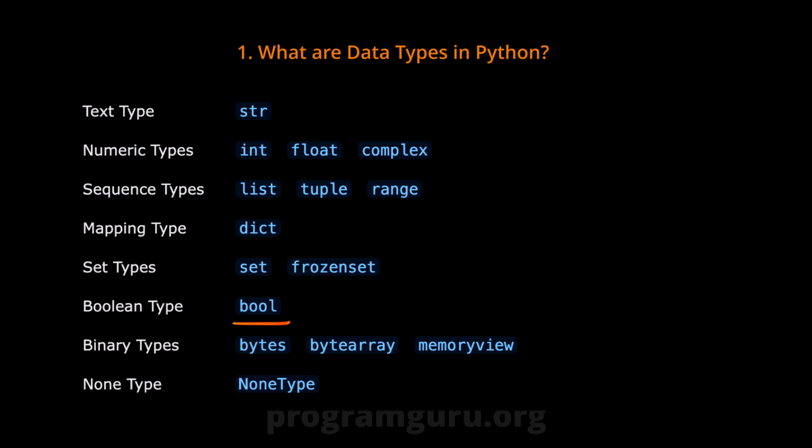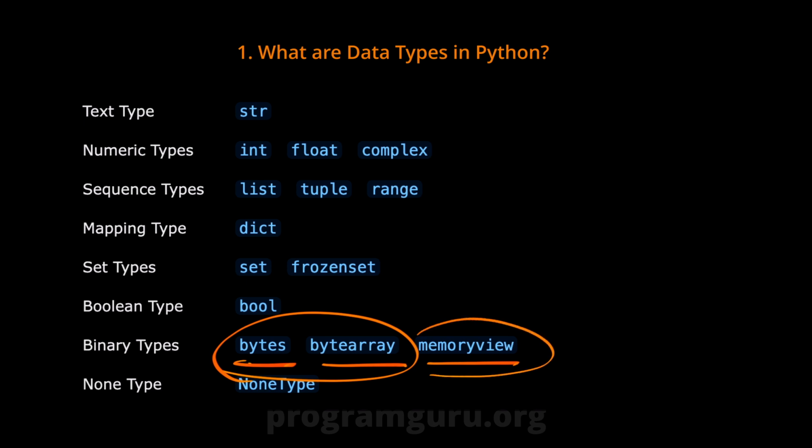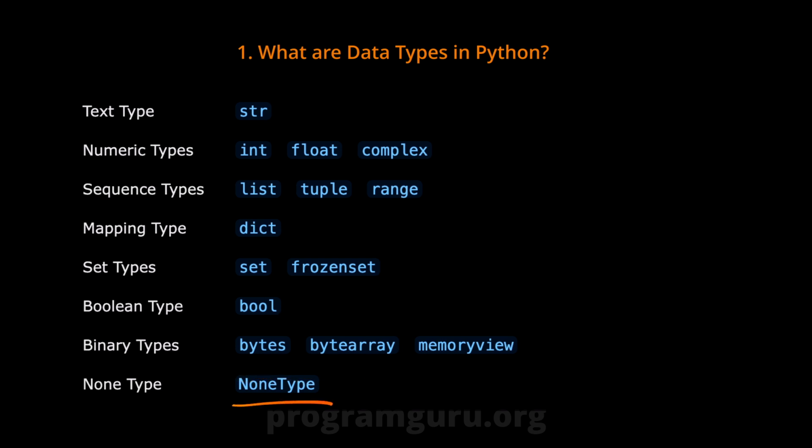Boolean type can have either a true or false. Coming to the binary types, we have bytes, byte array, and memoryview. Bytes and byte arrays are used to manipulate binary data. Memoryview can access the memory of other binary objects without copying the actual data. And finally, none type can have only one value, and that is None.